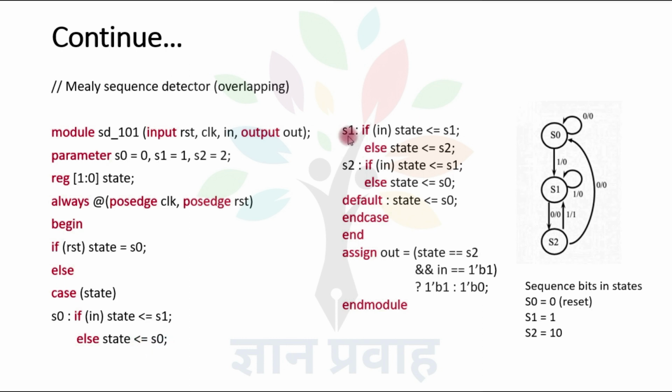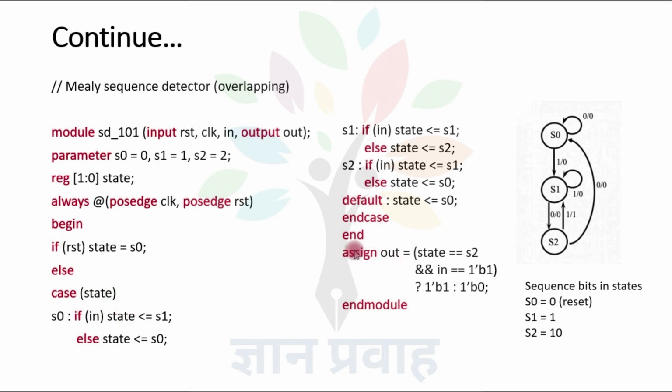If we are at the S1 state and the input bit is 1, then the next state is S1. If the input bit is 0, then the next state is S2. At S2, if the input bit is at logic 1, then the next state is S1. Otherwise, the next state is S0. The default state is S0. End case. Present state and next state descriptions are mentioned here inside the case statement.